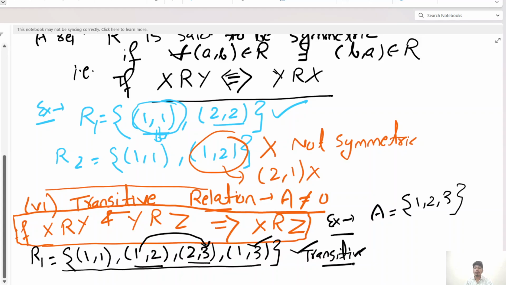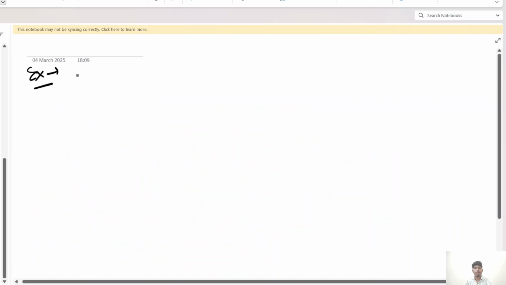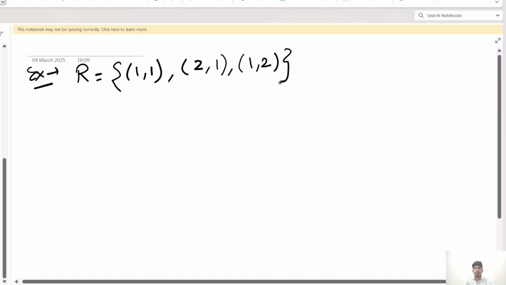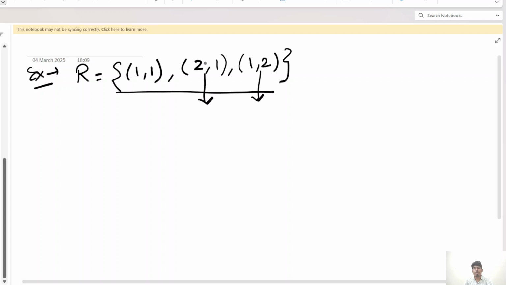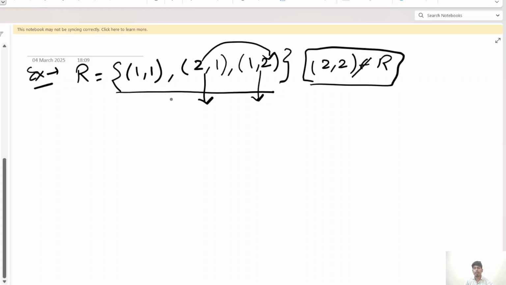(1,2) is there, (2,3) is there, means (1,3) is also there, that is okay. So this relation is a transitive relation. Let me give one more example which is not transitive. Let R be (1,1), (2,1) and (1,2). This is not transitive because (2,1) is there and (1,2) is there, then (2,2) must be there, but (2,2) does not belong to R. It implies not transitive.